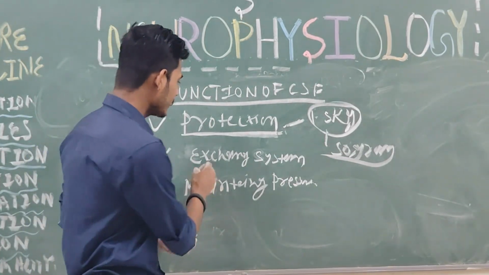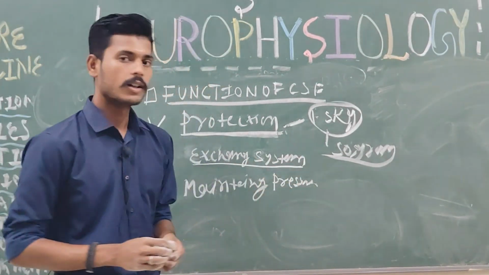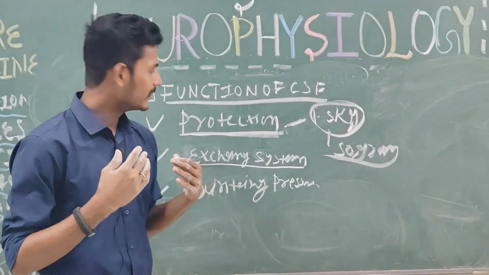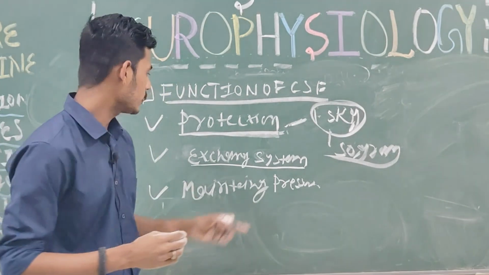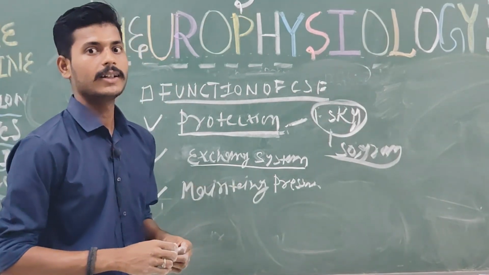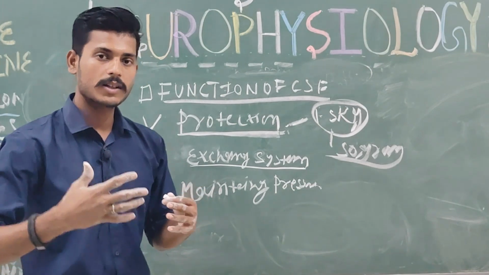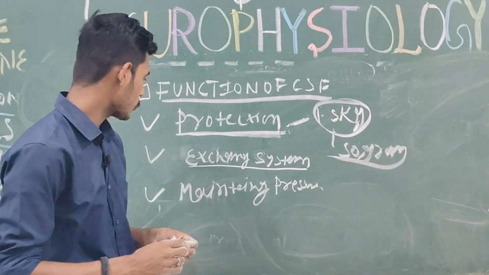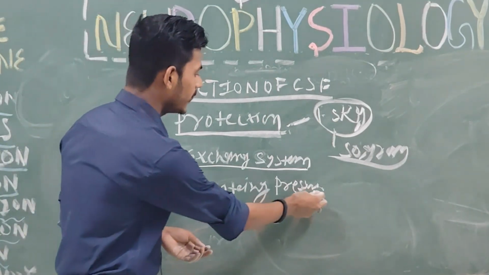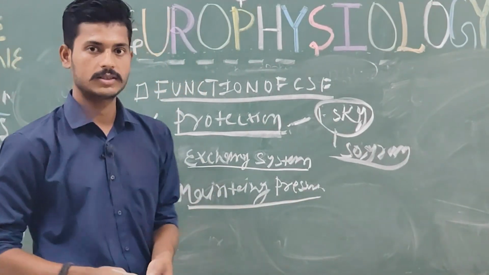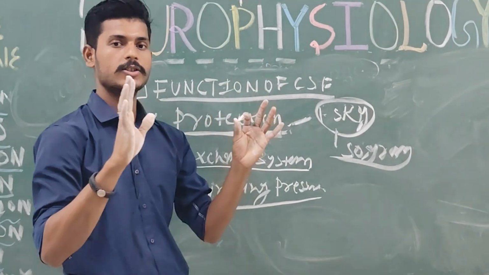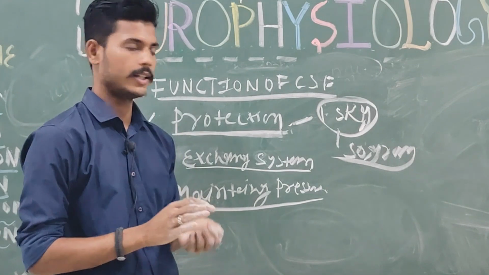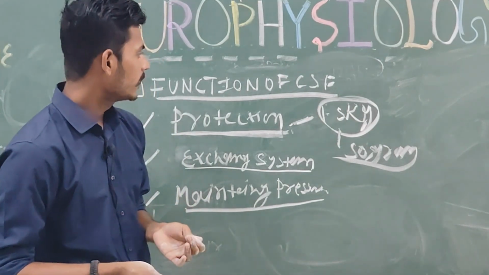Now, second thing is the exchange system. The brain discharges its excretory material through the CSF, because CSF penetrates into the deeper layers of the brain. Understood? Now, it also maintains the volume and the pressure inside the brain cavity or cranial cavity. That is a function of the CSF.